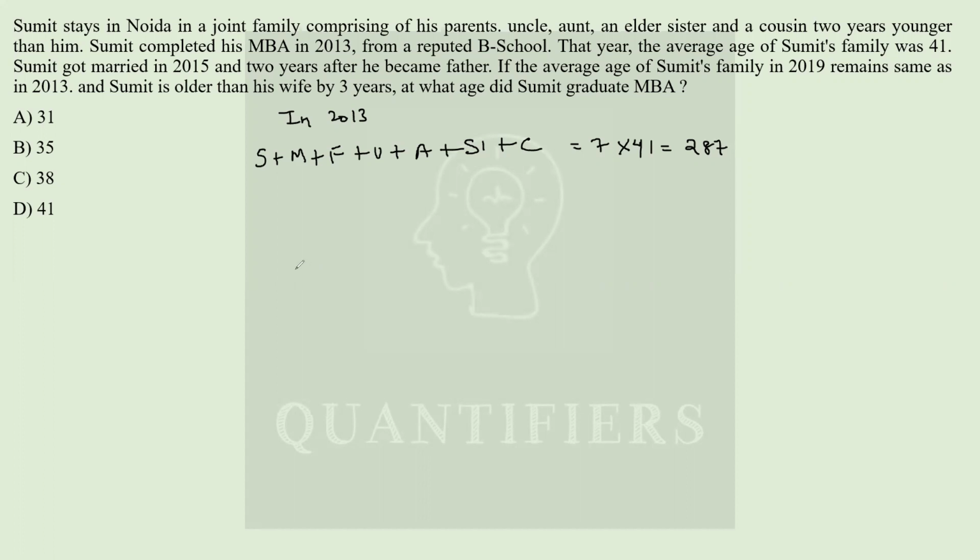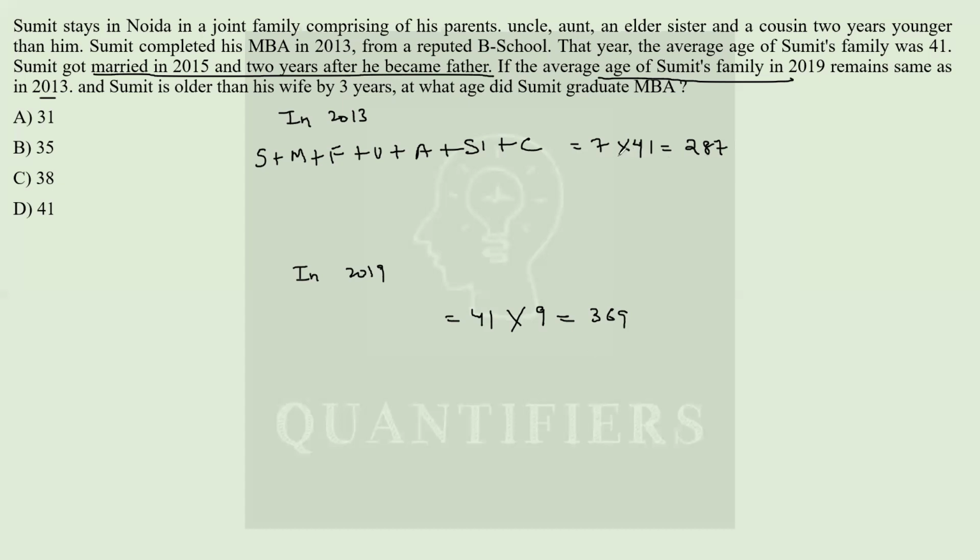Okay. Now see, in 2019, it is given the average of Sumit's family is same as 2013. That means average is again 41. But students, now just see, there are not 7 people, there are 9 people. Why? Because now Sumit is married and he also has a child. That means now there are 9 people. So that means now the total is 369.